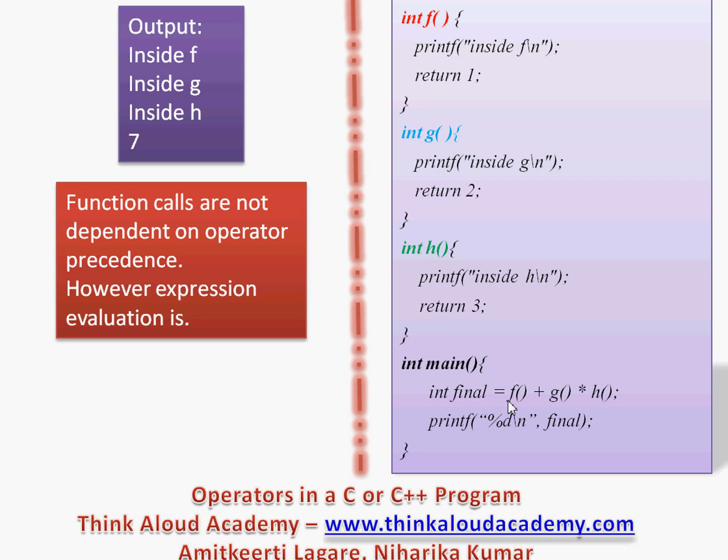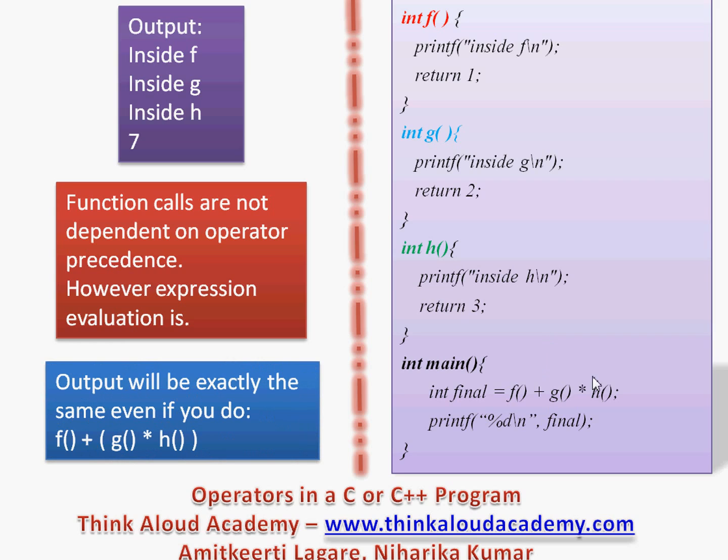In this case, F gets called first, G next, then H. F returns 1, so 1 is stored here, G returns 2, so 2 is stored here, and H returns 3, so 3 is stored here. So the expression is complete, but when evaluation of the expression happens, we multiply the return values of G and H, which are 2 and 3. So 2 into 3 is evaluated, and then we add the value of F. Function calls go in the normal order, but the return values are placed in this expression, and the expression is evaluated as per the operator precedence.